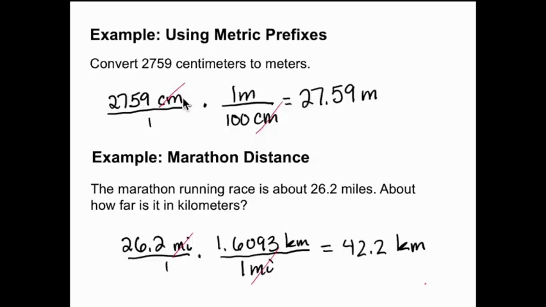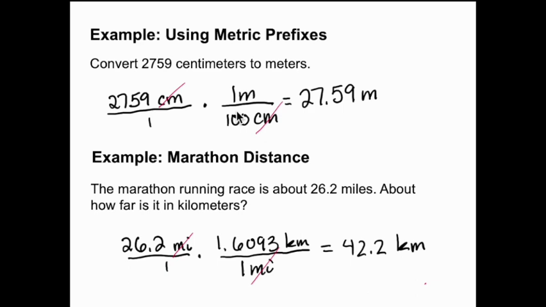Since I want to cross off the centimeters, I want to put the centimeters for our conversion factor in the denominator. So I'm going to write 1 meter on top is equivalent to 100 centimeters, which is in the denominator. So I cross off my centimeters and I just take 2,759 times 1. And then on the bottom, I have 1 times 100. So that means I'm basically going to take 2,759 and divide it by 100.